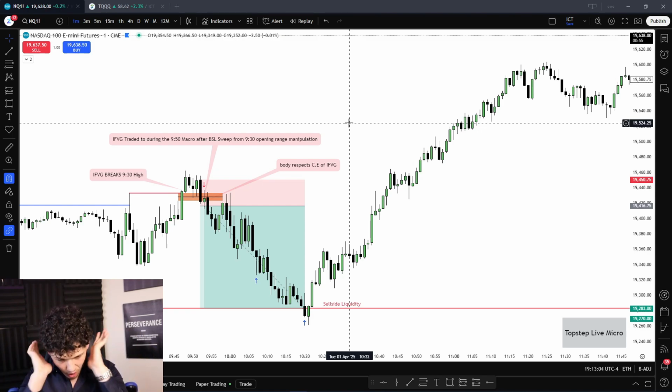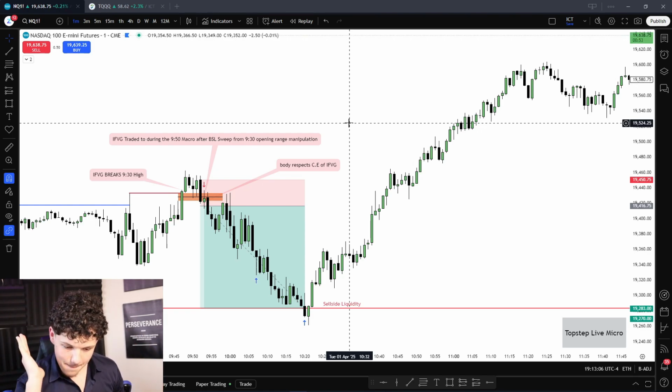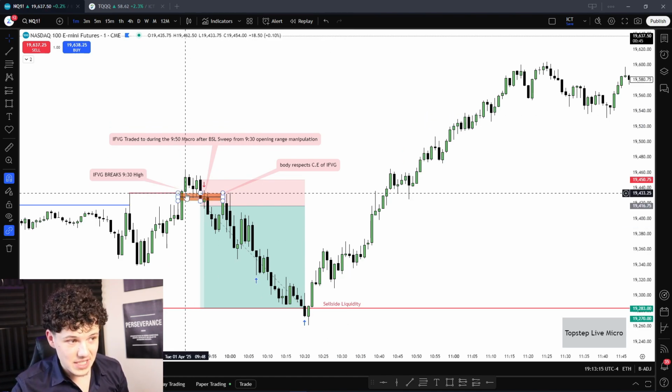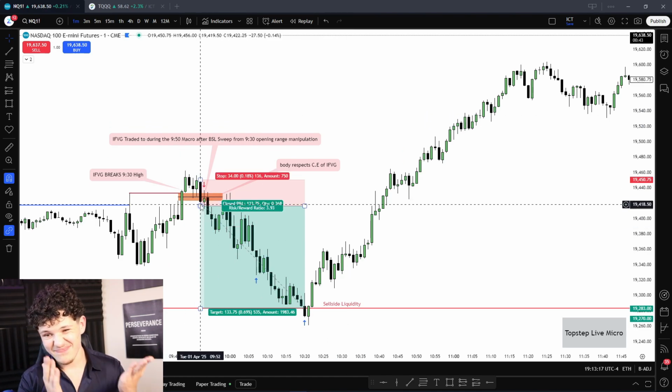That's it. That's all you need: a set model that you know so well, that you follow, that when you see fake setups like this, you brush it off your shoulders like, that's fake. And even if it's not fake, you're like, I'll catch another move another day. You need to know what you're looking for.